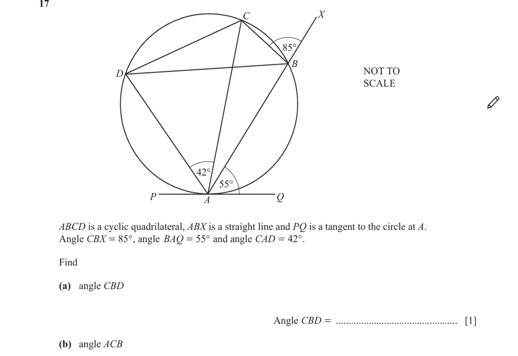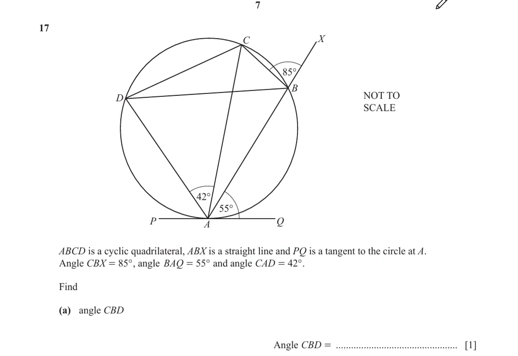So this is the cyclic theorem. All the cyclic theorems, we are using them here. So the first thing they ask you is to find the angle CBD. The angles are given. ABCD is a cyclic quadrilateral and ABX is a straight line. PQ is a tangent to the circle at A, and angle CBX is 85, and angle BAQ is 55, and CAD is given as 42.